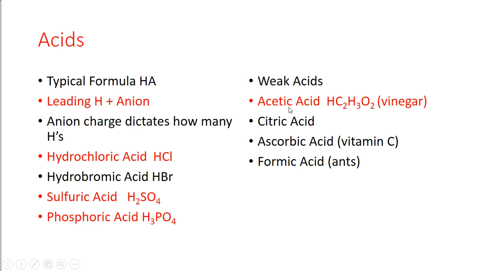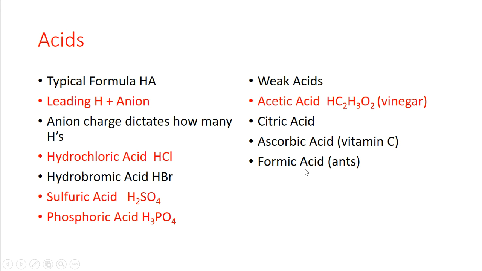Anyway, these are weak acids. Acetic acid is vinegar. You know it's a weak acid because you can eat it and it doesn't kill you. Citric acid, which is in drinks and whatnot, drink mixes, you know you can drink that without killing yourself. Ascorbic acid, vitamin C, you know you can eat that without killing yourself. Formic acid is another weak acid. It's what ants produce.